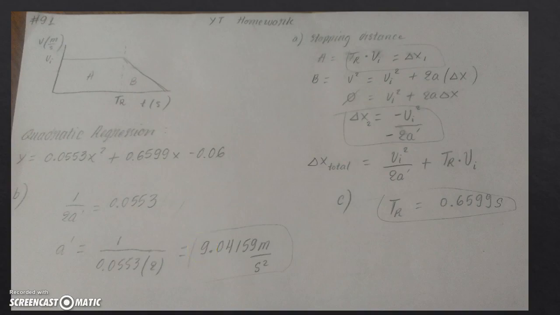Okay, so this is YouTube homework number 2, number 91. Before looking at the question, I drew a V versus T diagram first. I noticed that at first the car was going with some initial velocity, and then at the responding time, the driver hit the brake, and the car began to slow down, so the velocity is decreasing right here, and eventually comes to a stop.